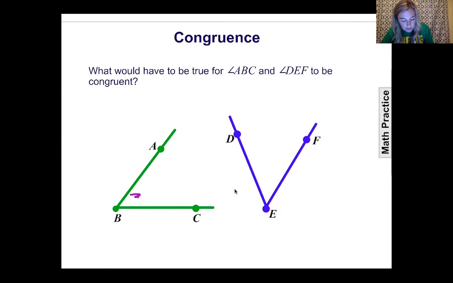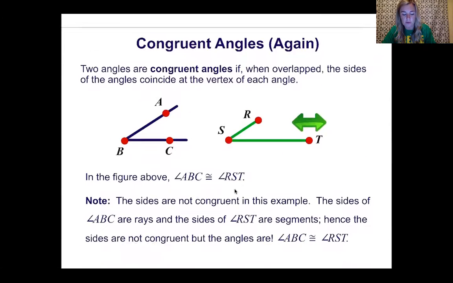Another way we'd know they were congruent is if this one was 30 degrees and this one was also 30 degrees. Or if this one was marked to say it was the same and had the same marking as this one, we would know that they were congruent. As long as there's something to tell us that they're the same, we would know they are congruent.